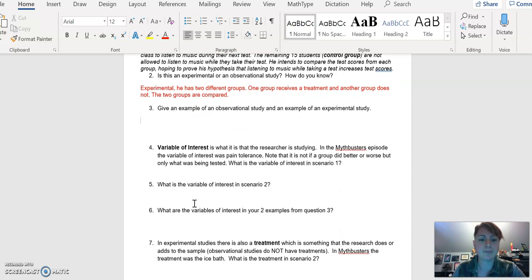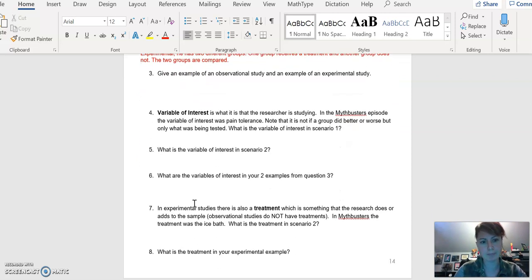Okay, so the next ones are still going to focus on a little bit of vocab. Number 4, a variable of interest is what the researcher is studying. In the Mythbusters episode, the variable of interest was pain tolerance. That's what they were concerned about. The variable of interest was not ice. They don't care about ice. They cared about whether or not you could withstand the ice. So, note that if a group did better or worse was not what was being tested.